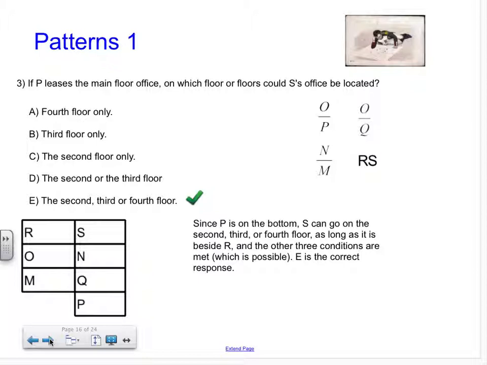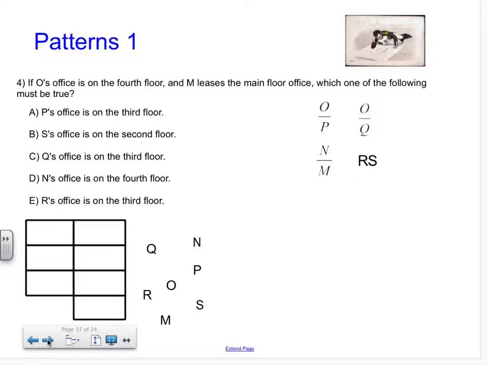And just to recap quickly, since P is on the bottom, S can go on the 2nd, 3rd, and 4th floor, as long as it is beside R. And the other 3 conditions are met, which is possible. E is a correct response.